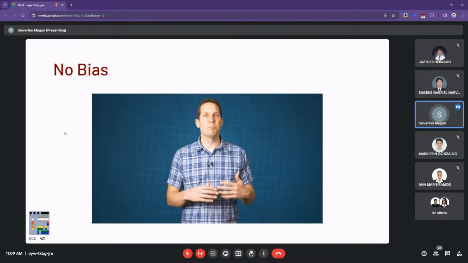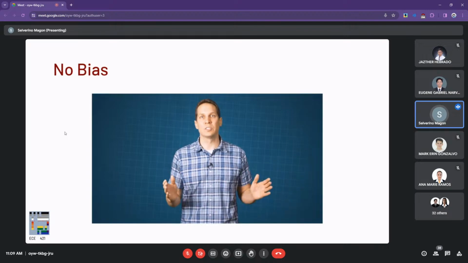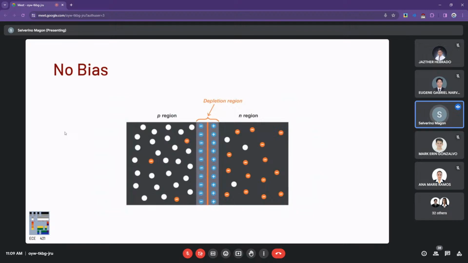In the depletion region, there are many positive and negative charges on opposite sides, and as described by Coulomb's law, if there's a positive charge and a negative charge near each other, there is a force acting on these charges.